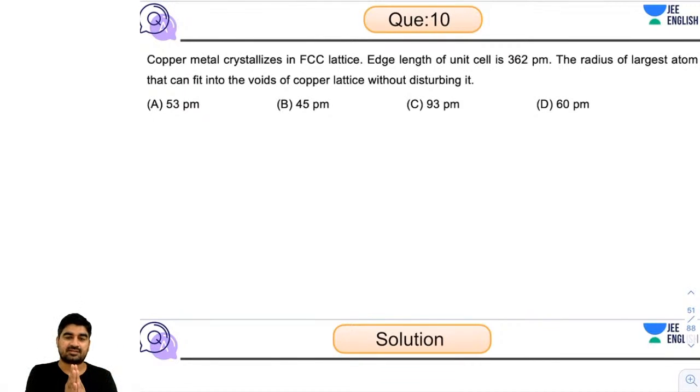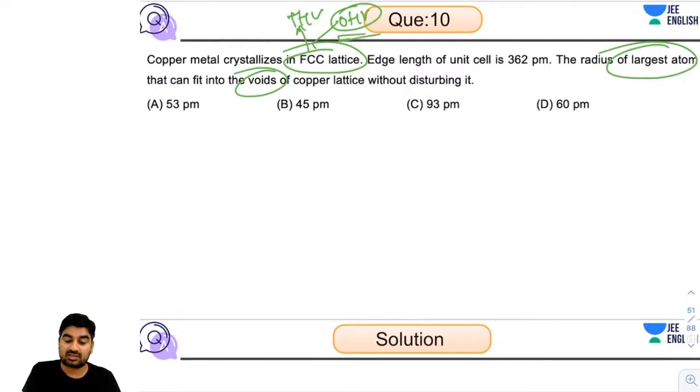Now what will be the answer, guys? How will you do it? Actually, copper metal crystallizes in FCC. So in FCC we have tetrahedral void and octahedral void. And now it says the largest atom that can fit into the void. So largest atom will be fitted into the octahedral void, guys. Right? Without disturbing it.